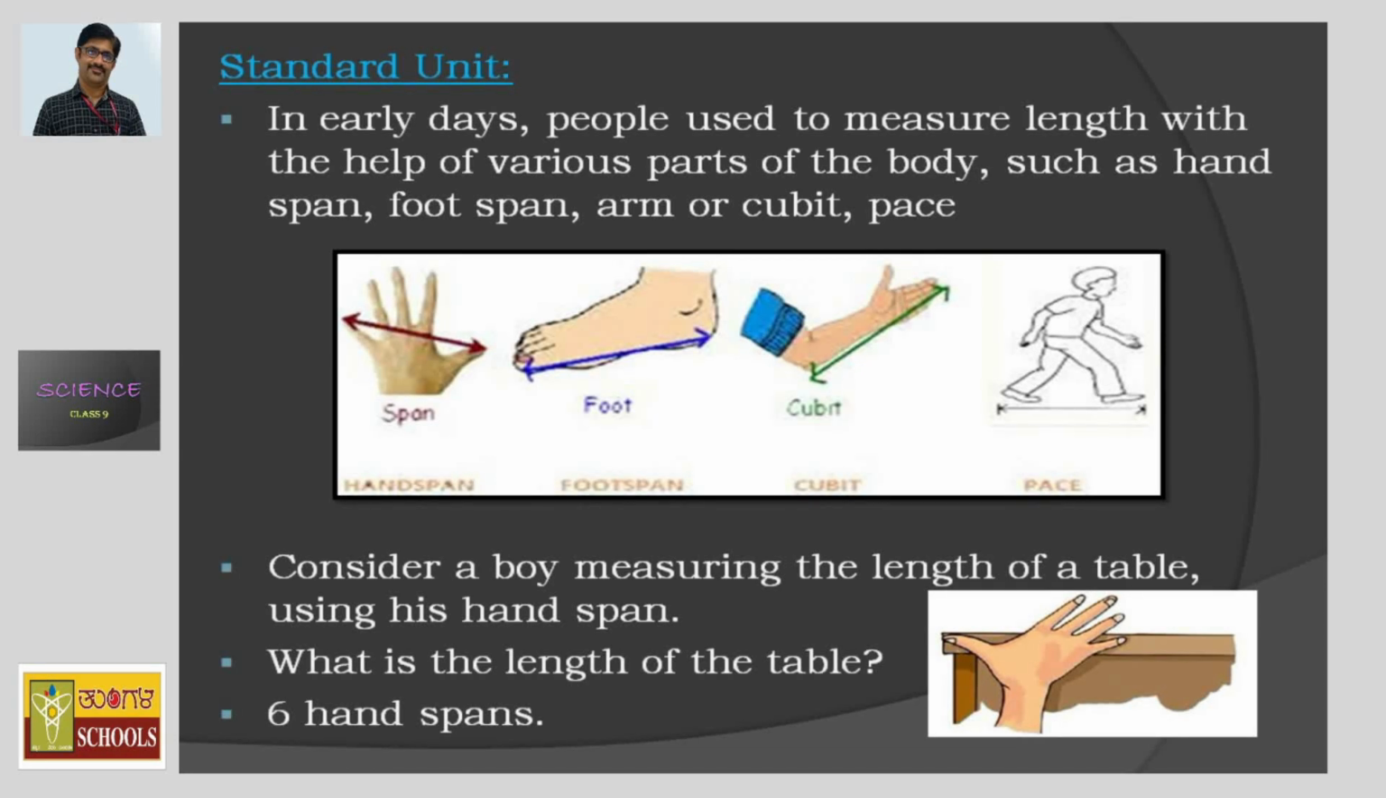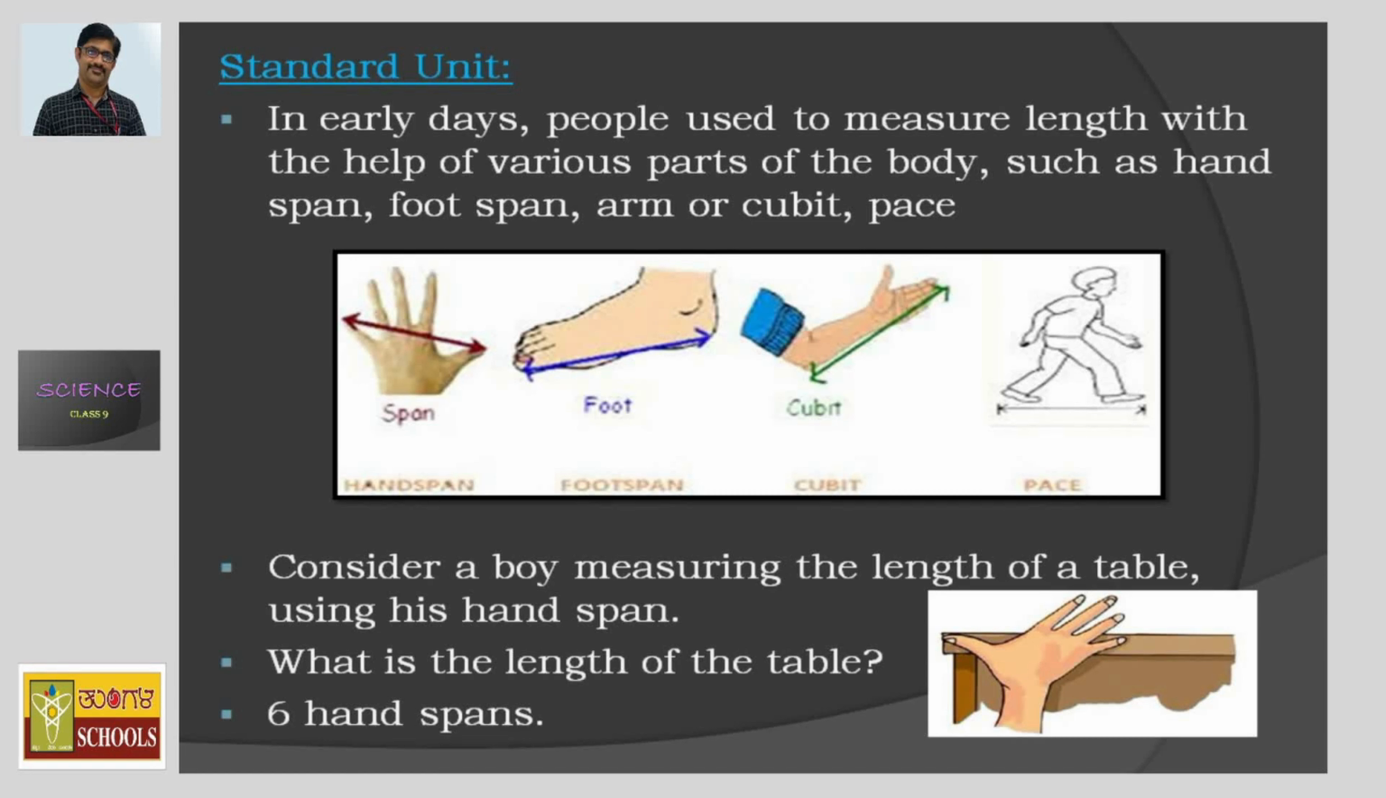So they were using methods like handspan. The pictures are already given on the screen: handspan, foot, cubit, and pace. So people used to measure length in these methods. Are they accurate? The question arises. For that, let us do a simple activity here.